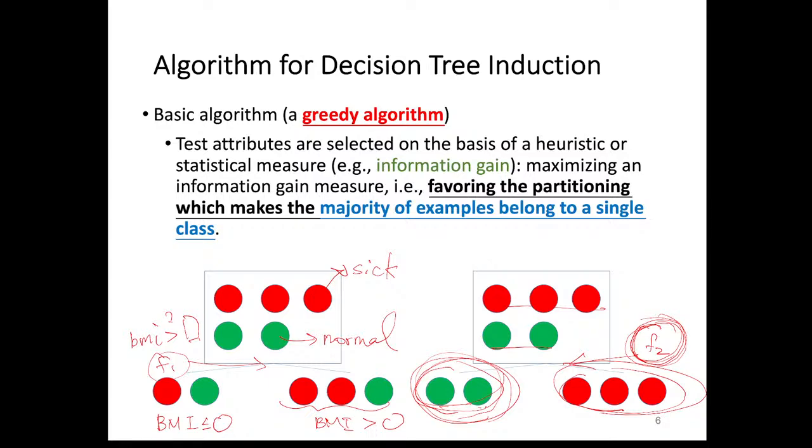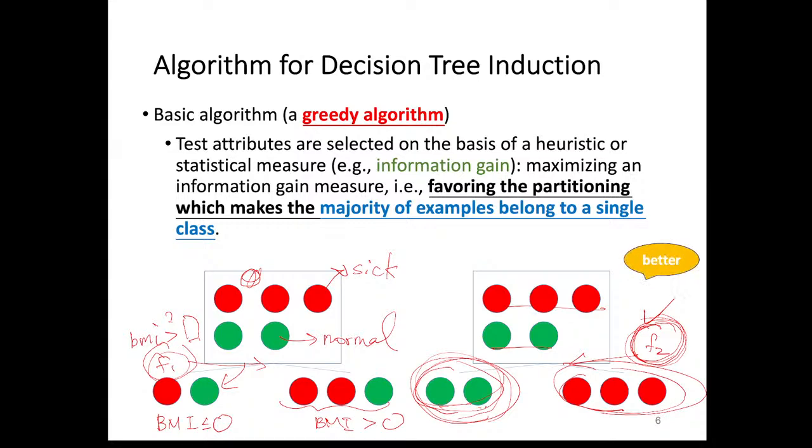On the other hand, if a future person comes in, and based on this F1, it goes to this group, then we are not very sure whether this new person is a normal person or a sick person. It's less certain, right? So this is a better way to divide people into 2 groups.